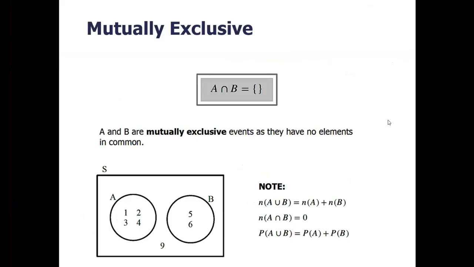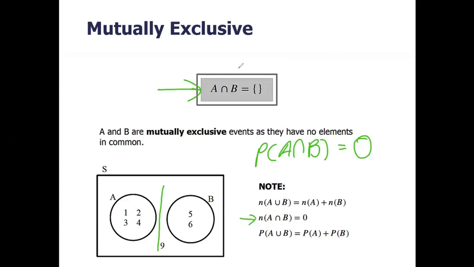Right. When are events mutually exclusive? They are mutually exclusive when there is no intersection between the two. What does that mean? That means the probability of A and B in a mutually exclusive situation is 0. There's no possibility for any outcome which is a commonality between the two. Therefore, the probability of that is equal to 0. Same for the number of outcomes between the two.